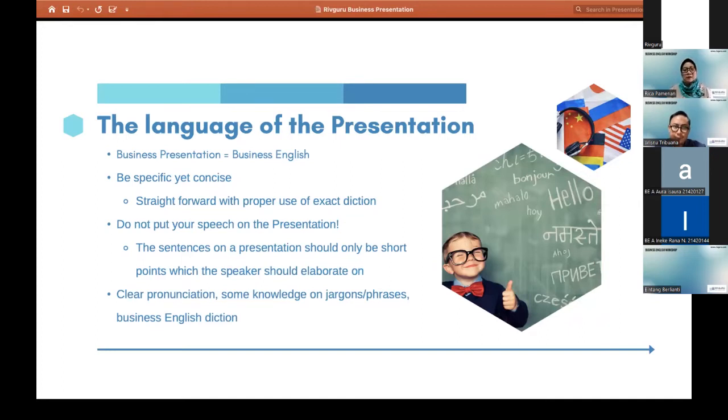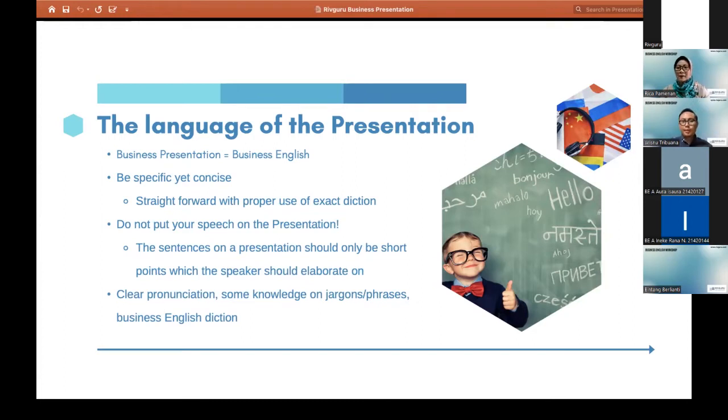Second, this is a problem that I see a lot for people who are just starting out doing business presentations. Please do not put your speech on the presentation, yeah? Like I said before, if you put your speech on the presentation, it's gonna be a lot of words, and then the audience is just gonna read everything line by line and not focus on you. So that takes away your moment. That takes away the speaker's moment.